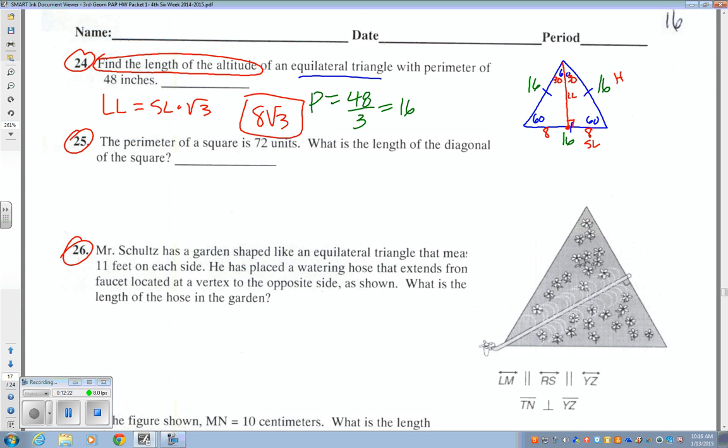So you're going to see that on the test. No picture. I'm going to tell you it's equilateral, but I'm going to give you a different perimeter. You have a question? Okay. Do y'all understand what to do here?